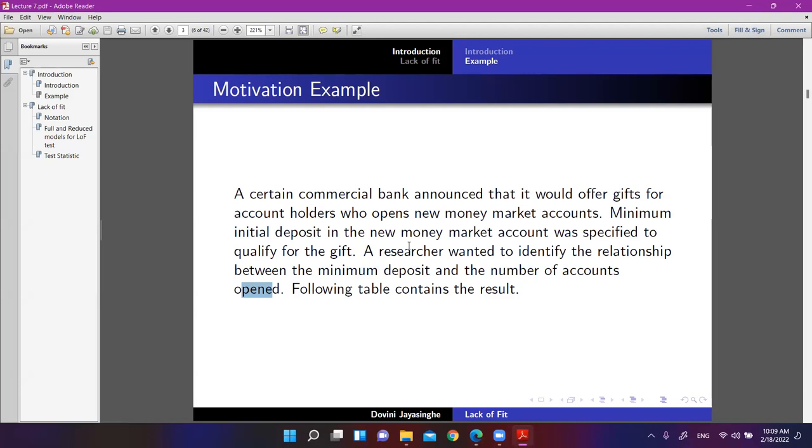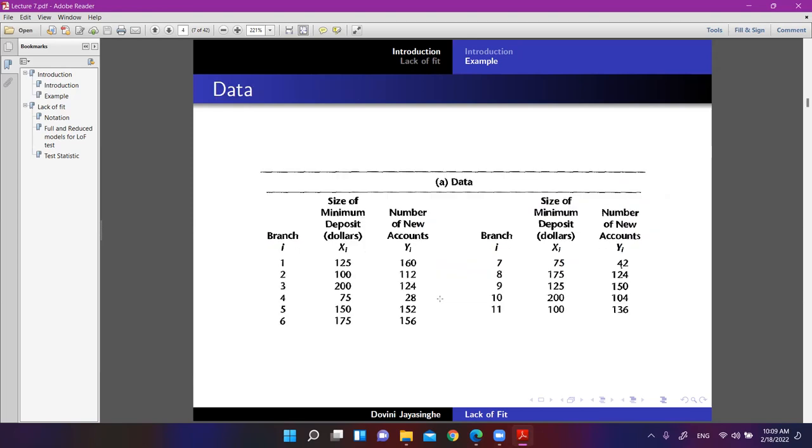So when there's a referral to a draw, what do we try to do, right? We try to enhance our chances, right? Let's say you're selling tickets for some events, and if there's a raffle draw, you try to buy as many tickets as possible, so you can increase the winning probability, right? So the more new money market accounts that the depositors have, there's more chance of winning the gift, and they have to maintain some minimum deposit as well, right? So the following table has the results.